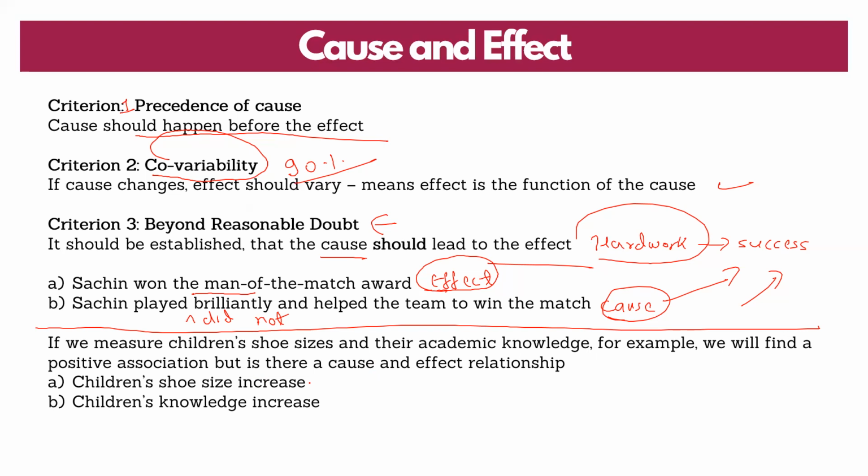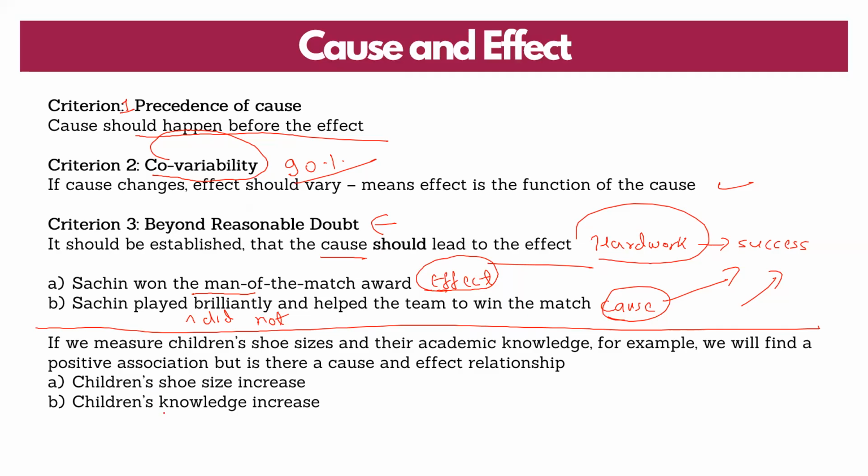So, for example, children's shoe size increases, children's knowledge increases. Can we say there is a cause and effect relationship? Let me assume for the time being there is, which of the two will precede the other? Cannot say which will precede the other. So here itself it gets defeated. But let us see, all we can say from A and B is that there is some association, there can be correlation, but correlation does not mean cause and effect.